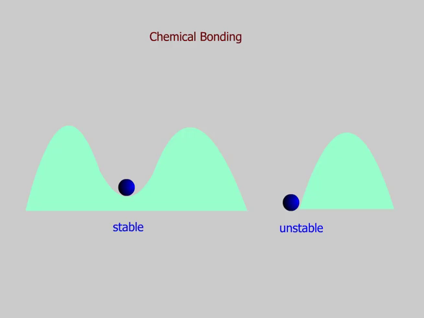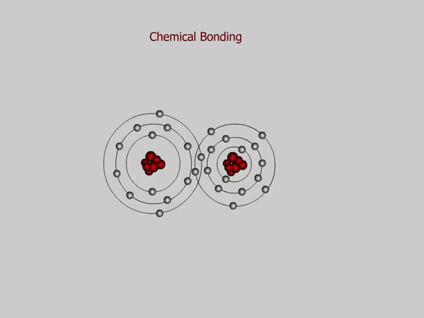In a similar way, atoms strive for stability by lowering their energy levels. Atoms achieve this lower energy state, or stability, when they obtain the electronic configuration of a noble gas, meaning they have 8 electrons in their outermost shell. This principle is known as the octet rule.